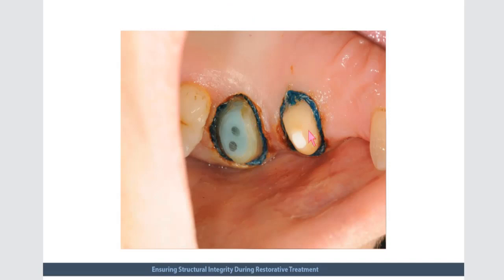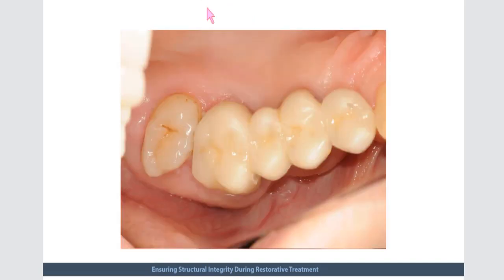This is the preparation, also with the premolar. This is with a retraction cord. This is the final bridge. It's a PFM, an extension, basilar extension.